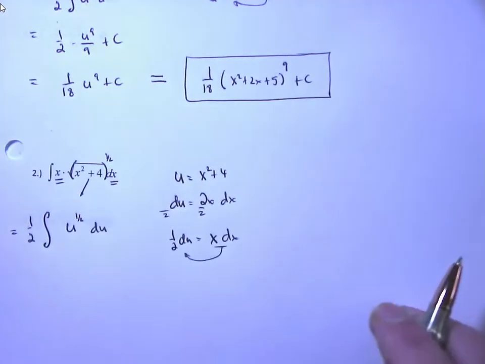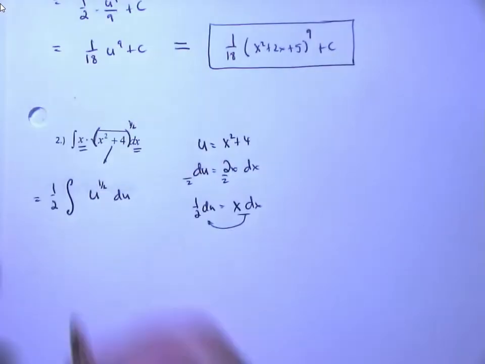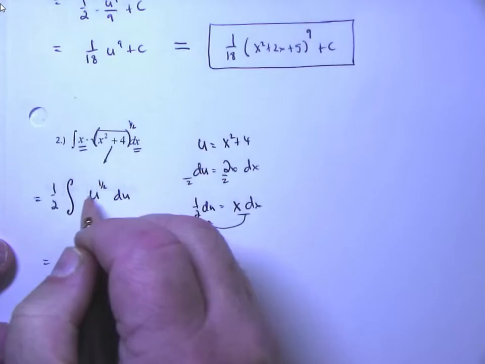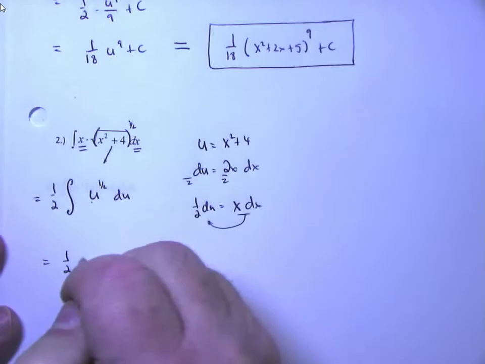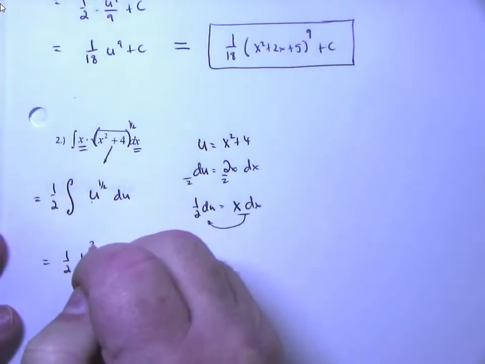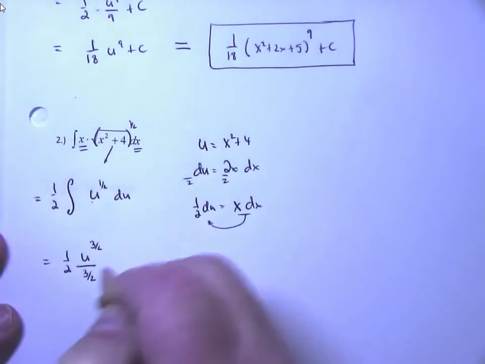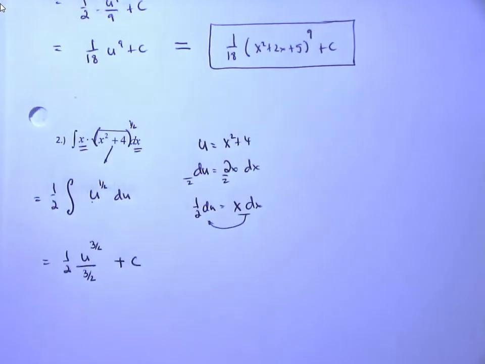So now I got to integrate. This is 1/2. What's the integral of u to the 1/2? Again, it's classic power rule. U to a power, you add 1 over add 1. This would be u to the, adding 1 to a half is 3/2, over 3/2. No bounds on this stuff, so stick your plus c.